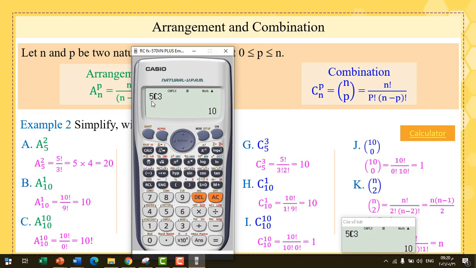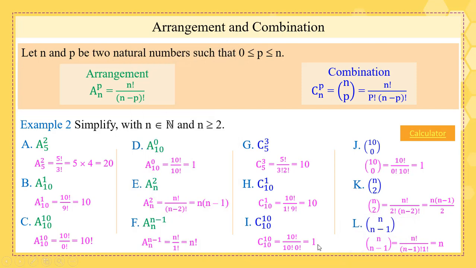Pay attention, we must put the bigger number first and then the smaller one. Let's say by default we began with the smaller one, 3, shift P, 5. This is what we will get: a math error. Okay, let's continue.